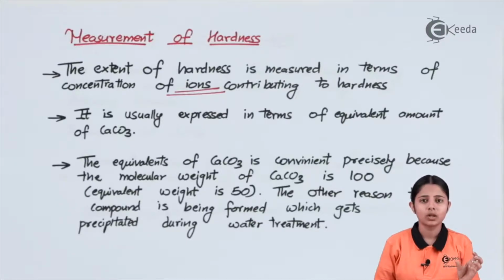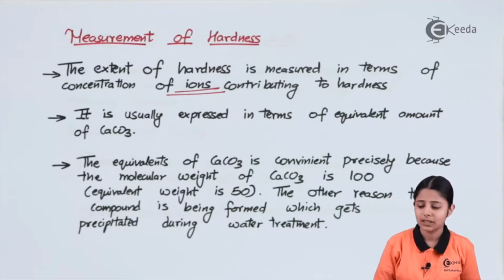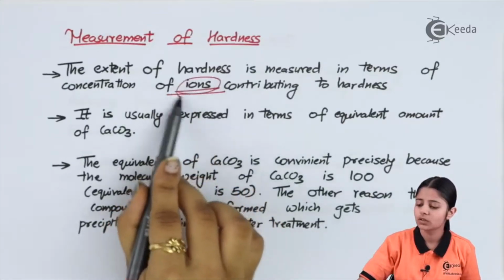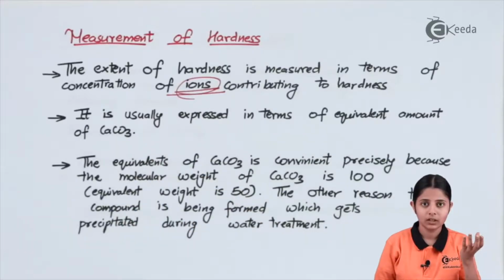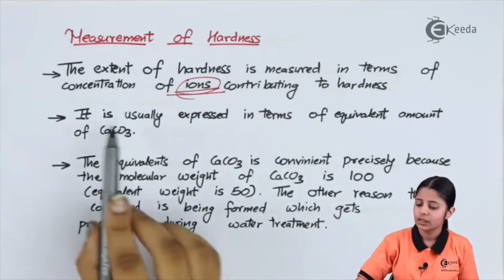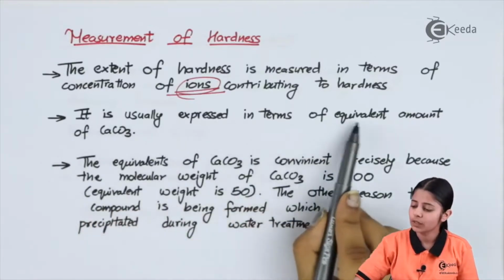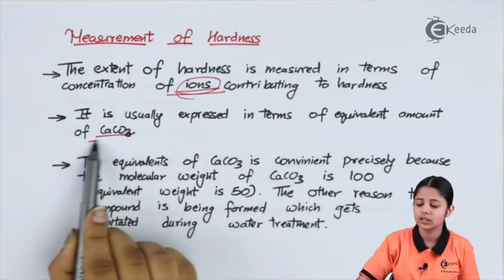So now when I'm talking about calcium bicarbonate or calcium chloride, both of them are salts and these salts are made up of ions. That means if the concentration of the ions is high, the hardness of water is to a higher extent. It is usually expressed in terms of equivalent amount of CaCO3.